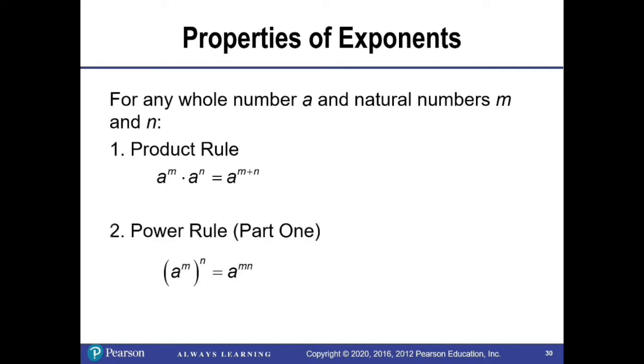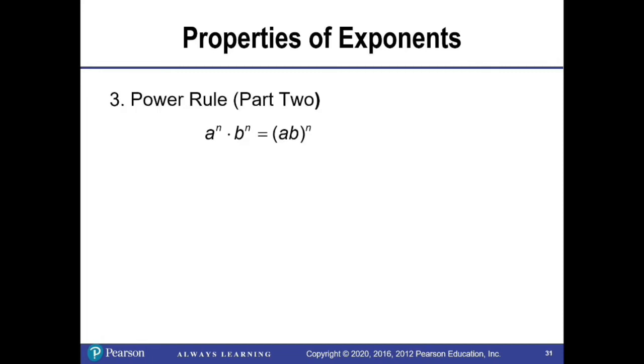Second, we have the power rule. I'm going to call this the power rule part 1. A power on the inside with a power on the outside, we multiply those two powers together. Now we have the power rule part 2. Notice we have the same power with the two factors that we're multiplying, and that power can go to the outside. Or vice versa, the power on the outside, see the right side of our equation, goes with both of the factors inside those parentheses. See the left side of the equation.